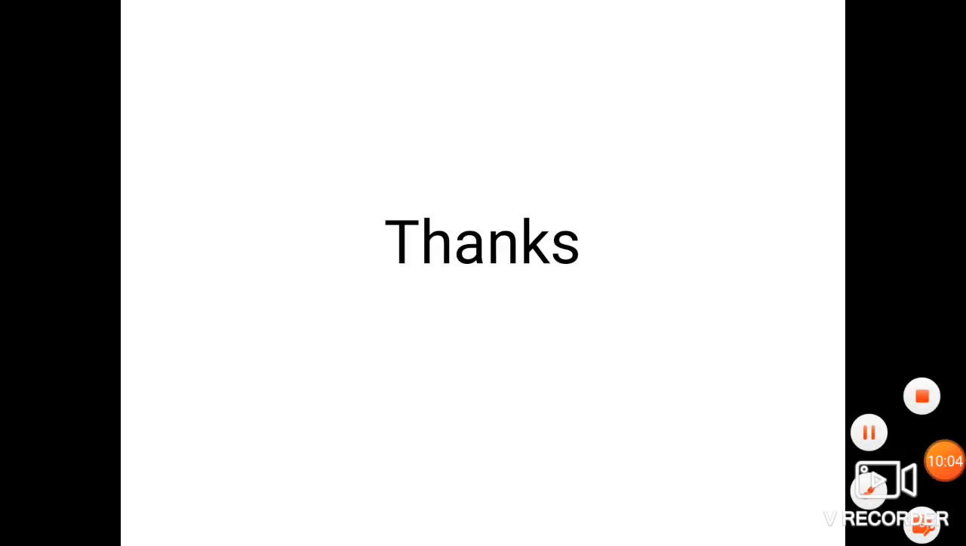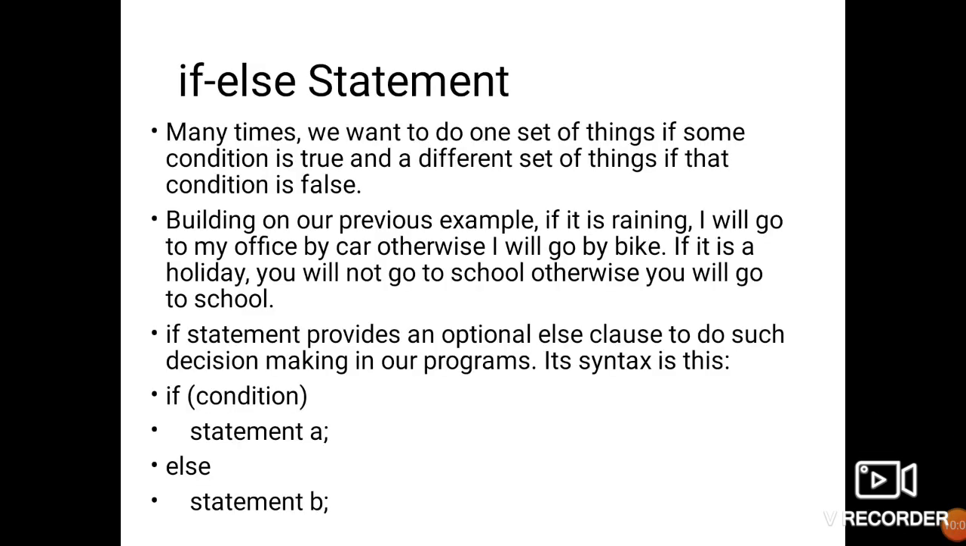Building on our previous example, if it is raining, I will go to my office by car. Otherwise, I will go by bike. Now here only one condition is there, that is, if it is raining. There are two statements. If it is raining, I will go to my office by car. That is the first. If it is not raining, then I will go to my office by bike. So this is statement 1 and this is statement 2.